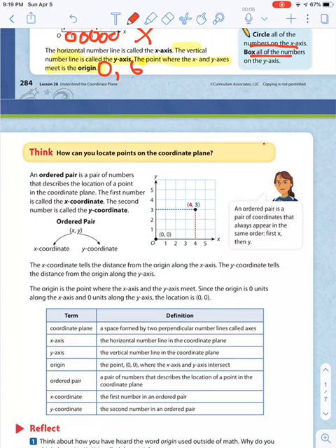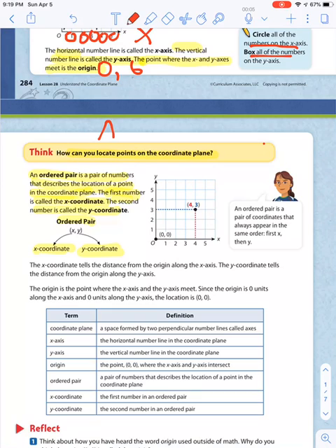It says think. How can you locate points on a coordinate plane? An ordered pair is a pair of numbers that describes the location of a point in the coordinate plane. The first number is called the x-coordinate, and the second number is called the y-coordinate. So remember, in our ordered pairs, the x always comes before the y. Something that can help you remember that is your ABCs.